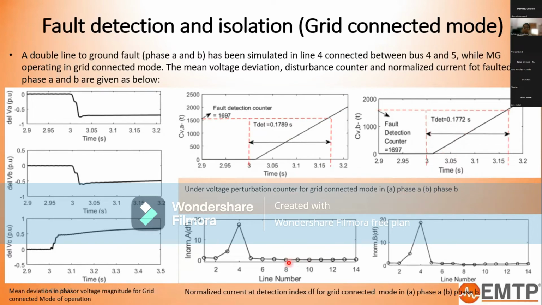Now that it is known that a double line to ground fault has occurred, the line number in which the fault has occurred has to be found. This detection has happened at some detection index, which is defined here as the detection counter index. At that index, we can check the normalized current value. Here we can see that since the fault is in line 4, line 4 has the maximum normalized current value.